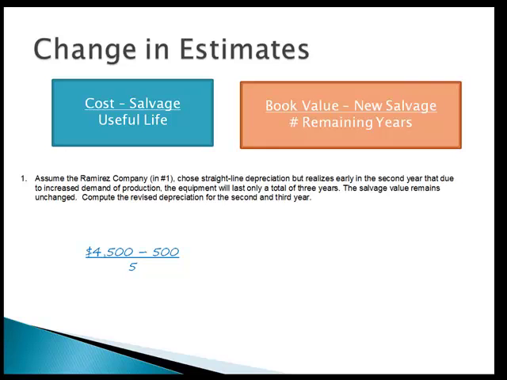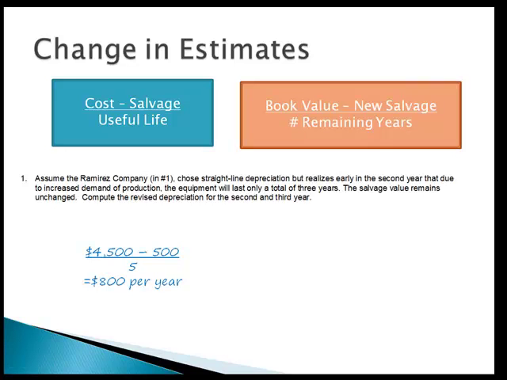So this is Ramirez Company, this is your handout. They chose a straight line depreciation method, but realized early in the second year that due to an increased demand of production, the equipment will last only a total of 3 years. The salvage value remains unchanged. Okay, so first we got to figure out, what did we depreciate in year 1? We depreciated $800.